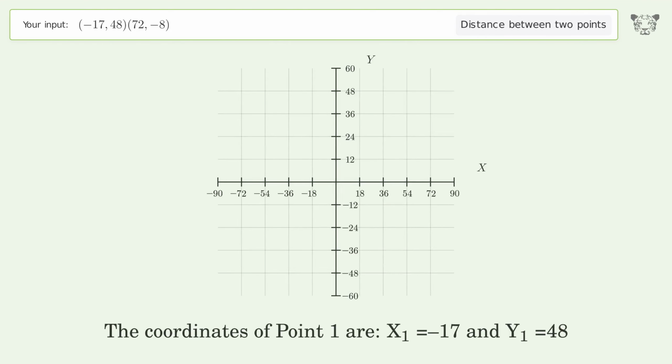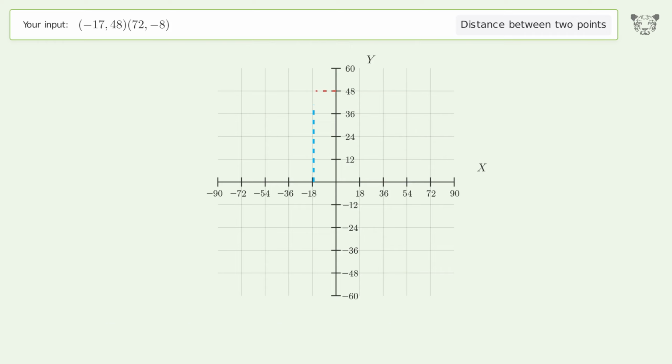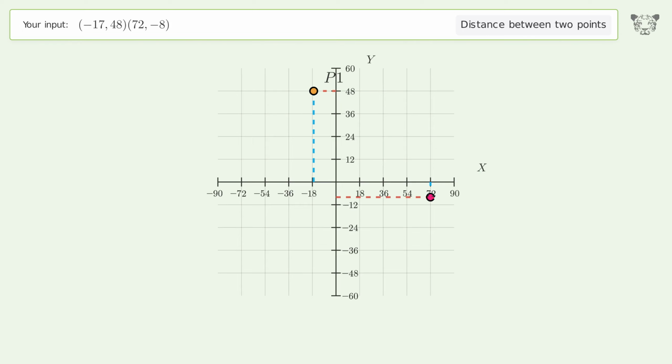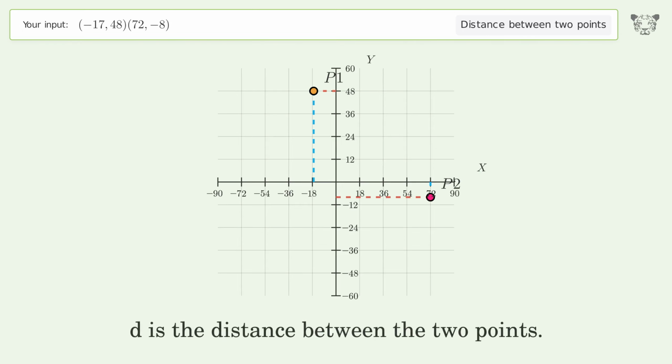The coordinates of point 1 are, x1 equals -17 and y1 equals 48. The coordinates of point 2 are, x2 equals 72 and y2 equals -8. D is the distance between the 2 points.